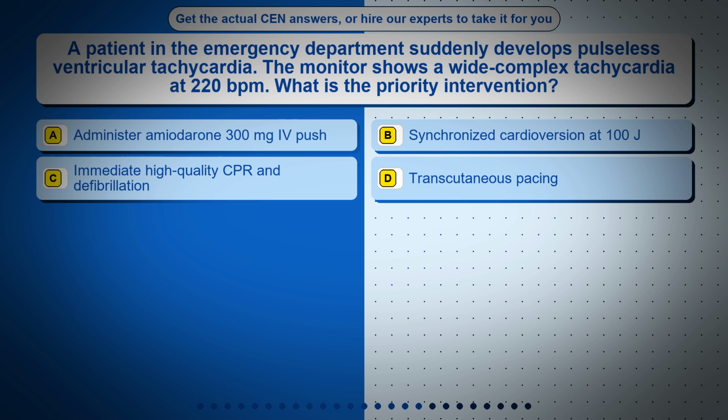A patient in the emergency department suddenly develops pulseless ventricular tachycardia. The monitor shows a wide complex tachycardia at 220 bpm. What is the priority intervention?